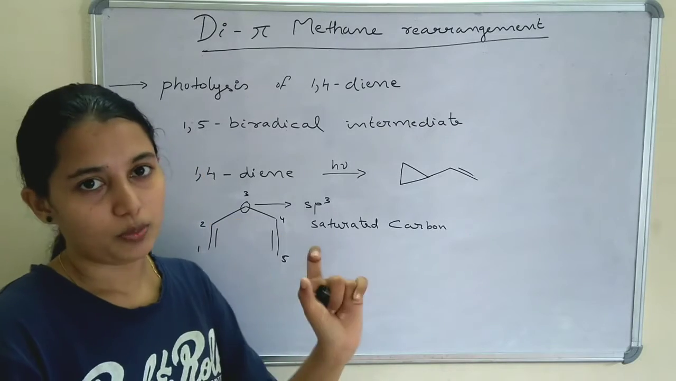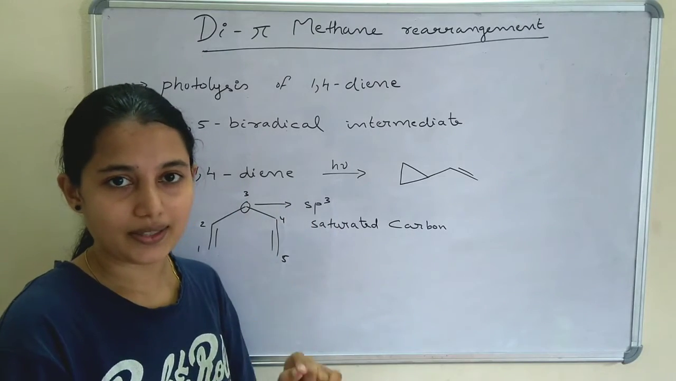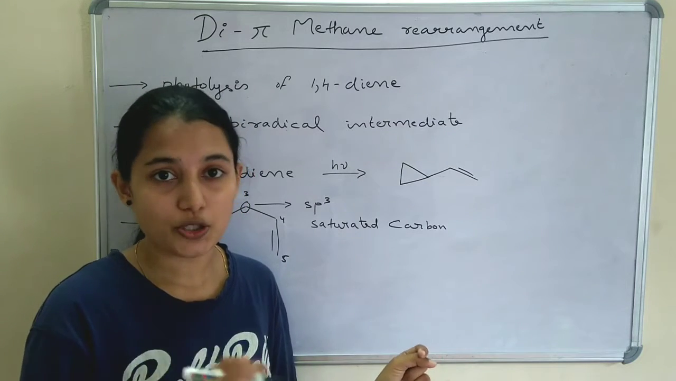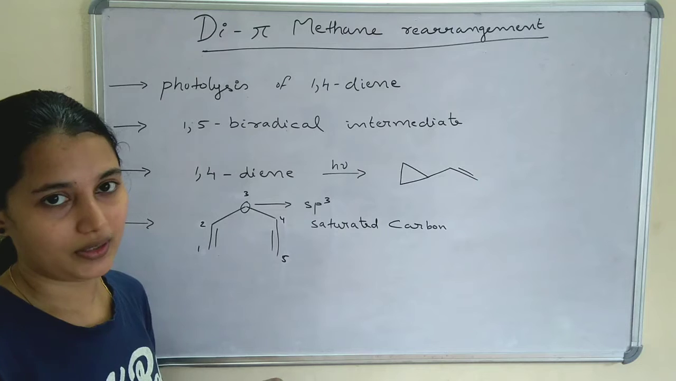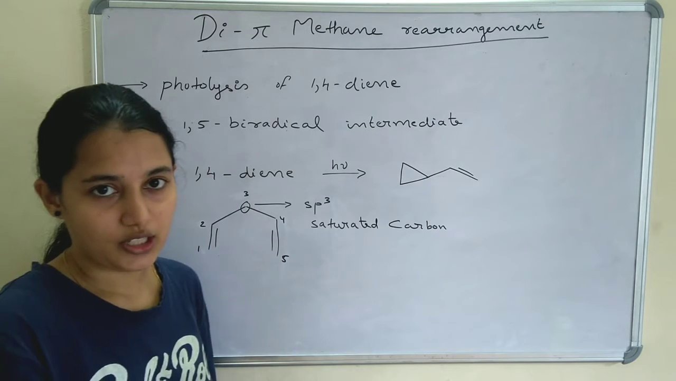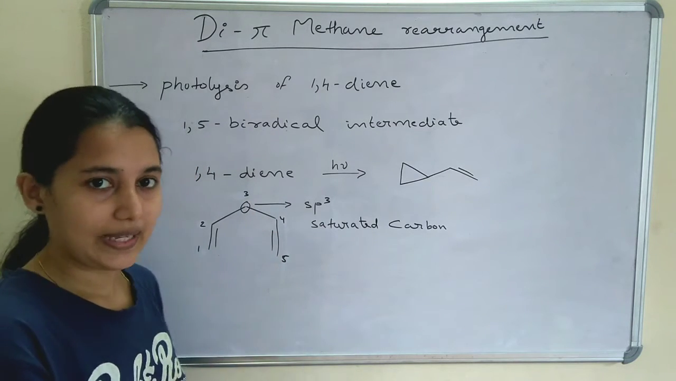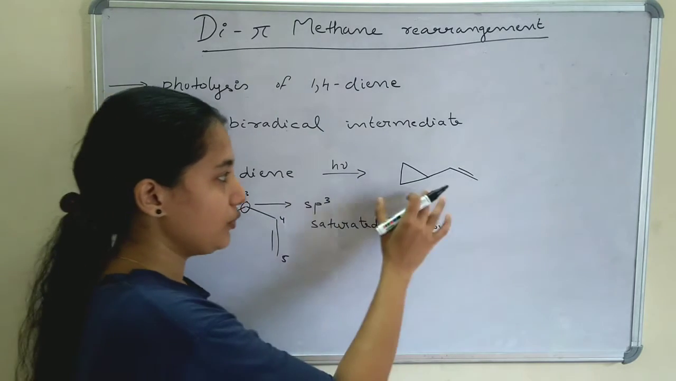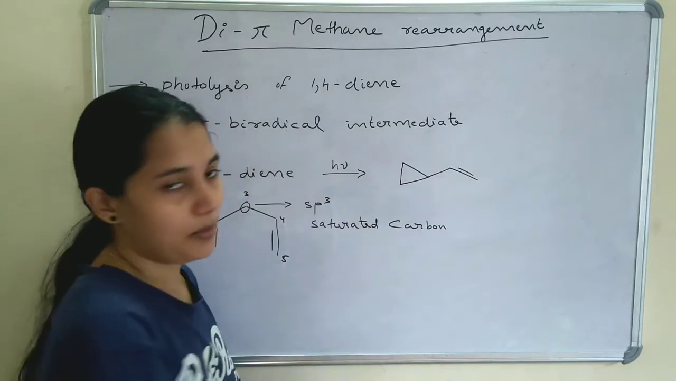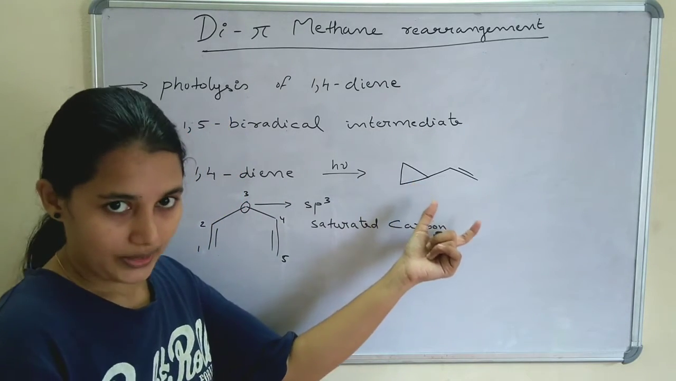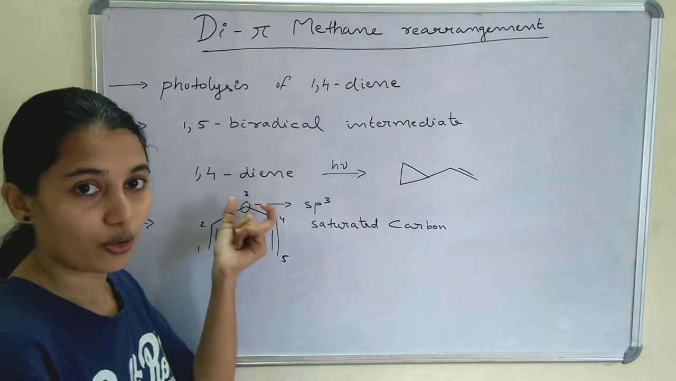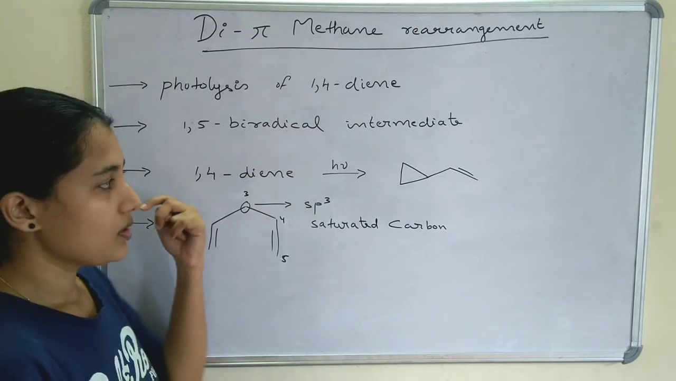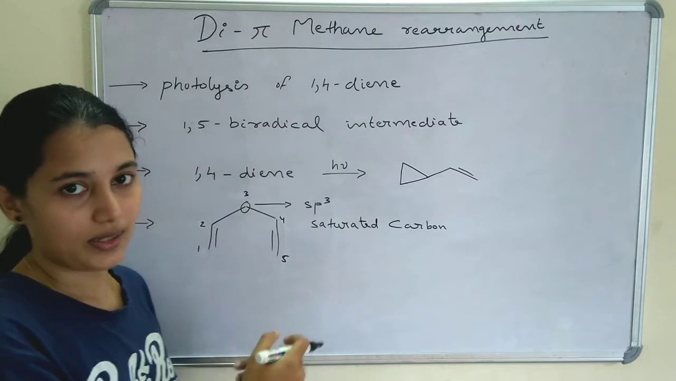And another important point: 1,5-biradical is the intermediate in this reaction. And we have seen in Paterno-Büchi reaction 1,4-biradical. So in di-pi-methane rearrangement 1,5-biradical is the intermediate. And 1,4-diene in presence of sunlight is converted to a cyclopropane with a double bond. This is the compound we are getting when we photolyse the 1,4-diene in presence of sunlight. That is the product. We will see the mechanism, then you will understand better.